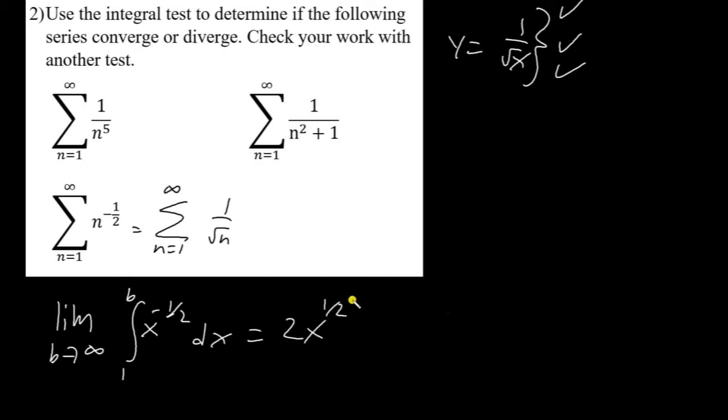Oh, actually, very important. Let me keep the limit. You don't want to skip the limit. That's important. The limit as b approaches infinity of 2 square root of x, or 2x to the 1/2. Remember, x to the 1/2 is the same as square root. So from 1 to b.